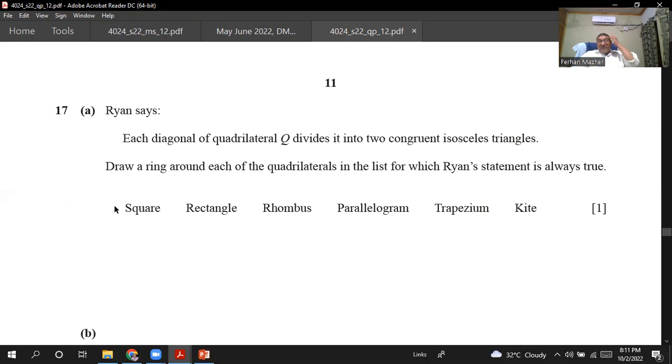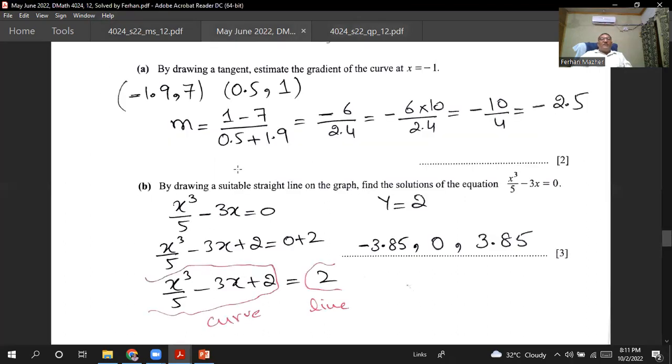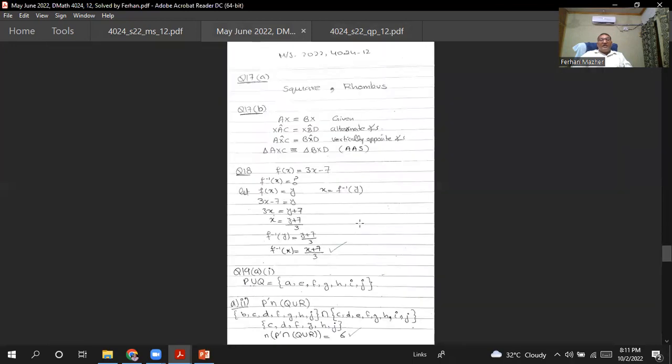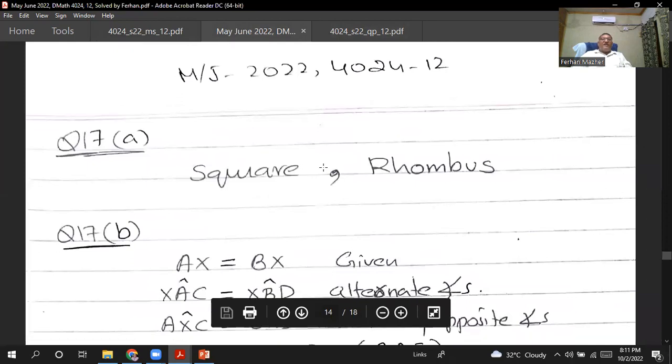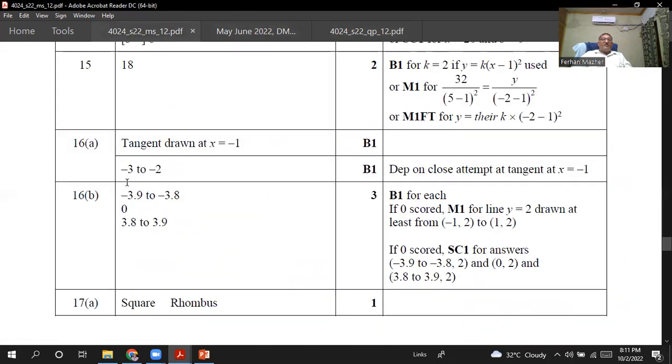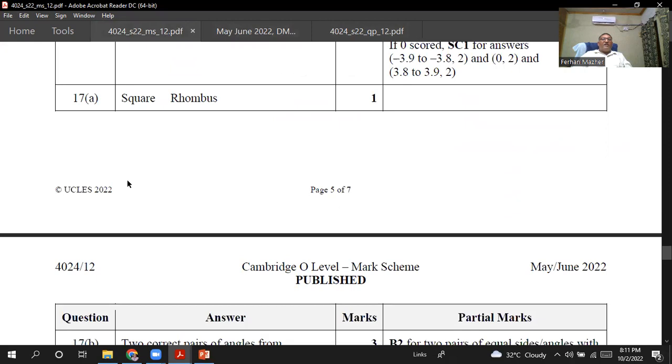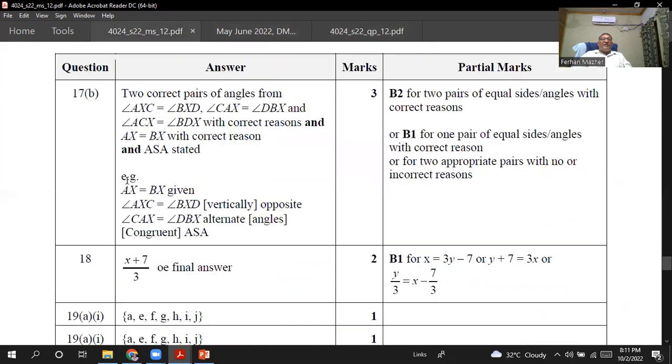The diagonals of the square bisect and make isosceles triangles, and in the rhombus, they also make isosceles triangles when they cut each other. So it will be very simple. So 17a: square and the rhombus. Square and the rhombus. So that's question number 17a part.